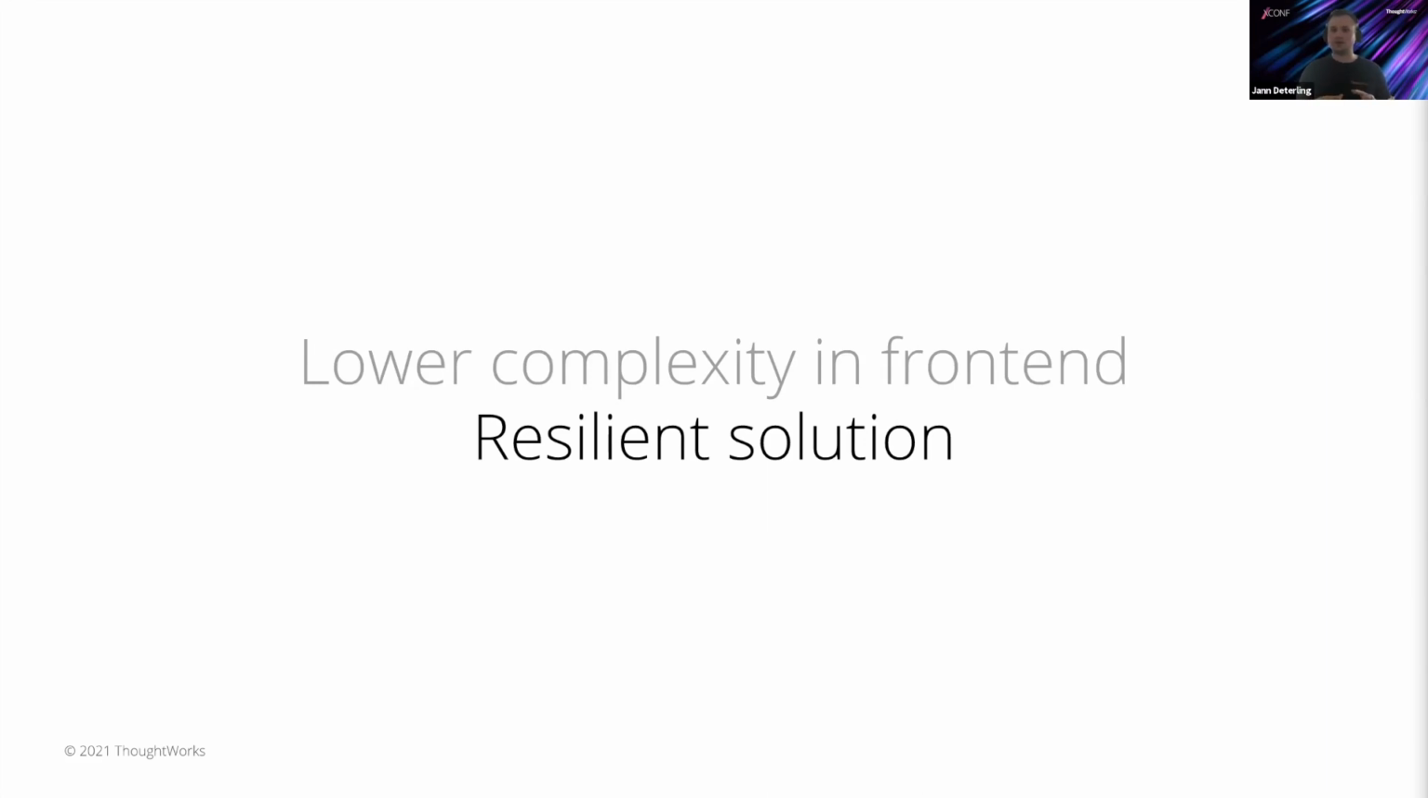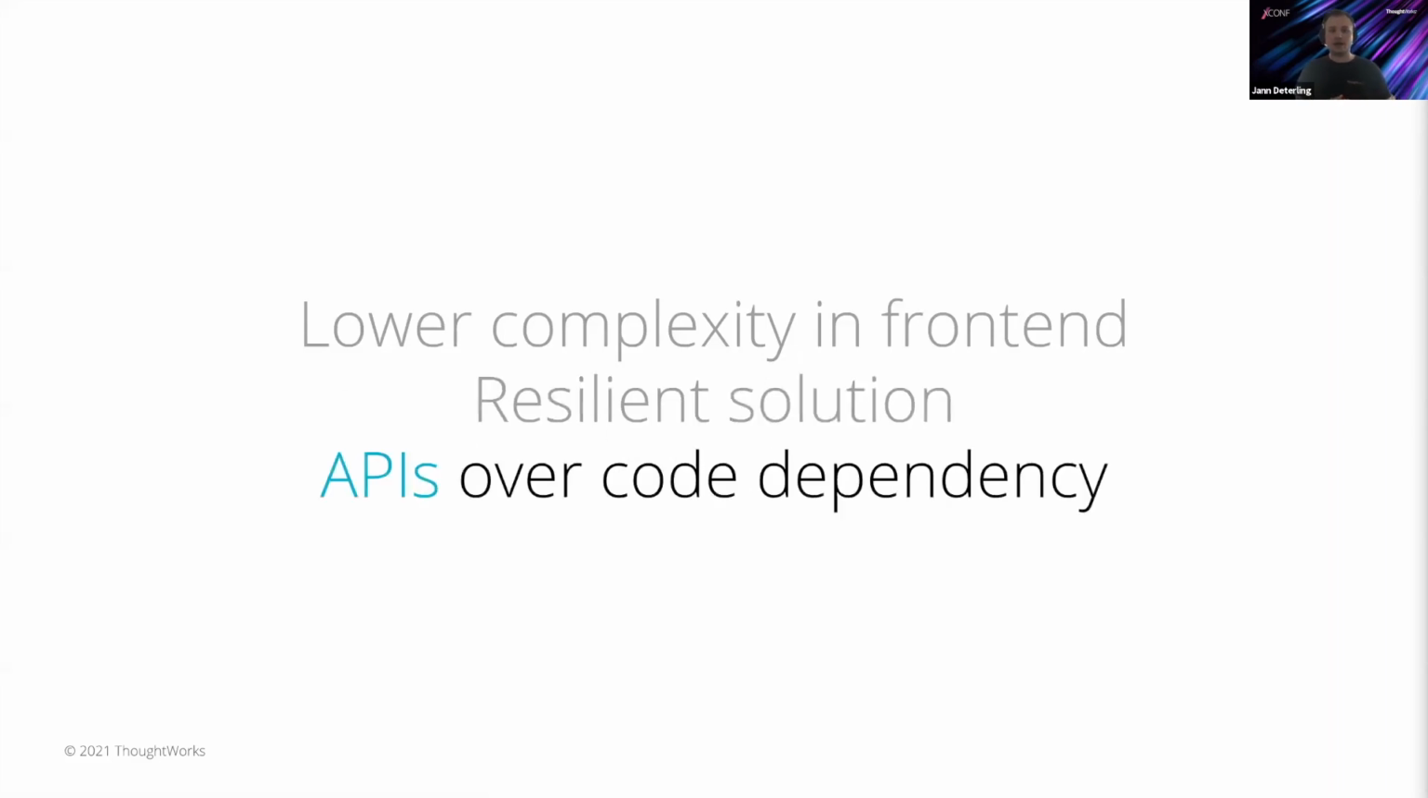So we always know when we go to that ID or load the data from the backend, it will always return us the data that we expect. And that was for us way harder to do in the front end. And the last thing is we favor APIs over code dependencies.